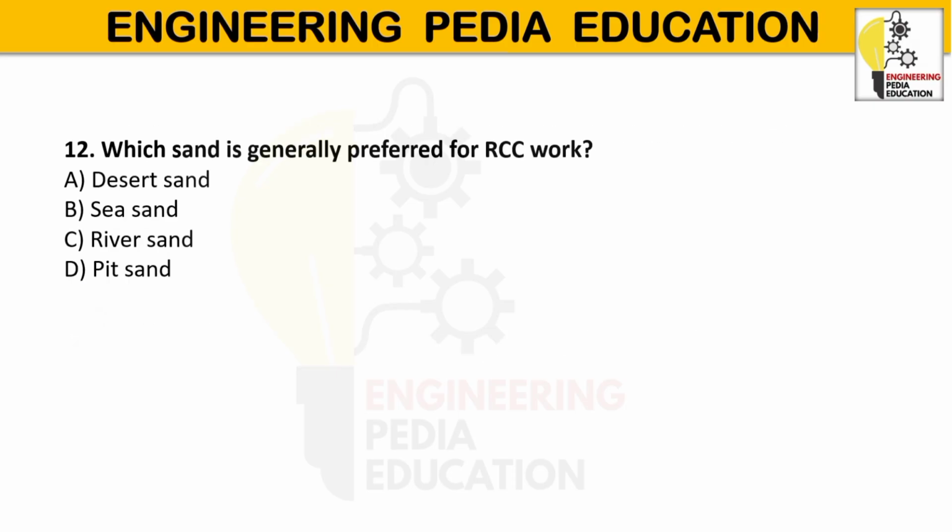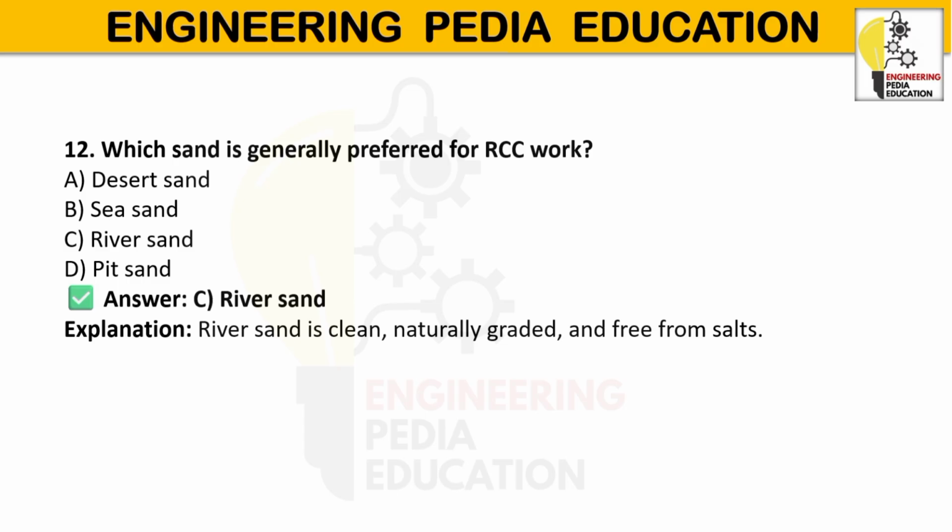Which sand is preferred for RCC work? Desert sand, sea sand, river sand, pit sand. So the correct answer is river sand. River sand is clean, naturally graded, and free from salt, so it is used for RCC work. Zone 1 and zone 2 sand is generally preferred for RCC work because it is well graded, provides good workability, requires less water and cement, and produces higher strength concrete. It is given in IS 383 code.